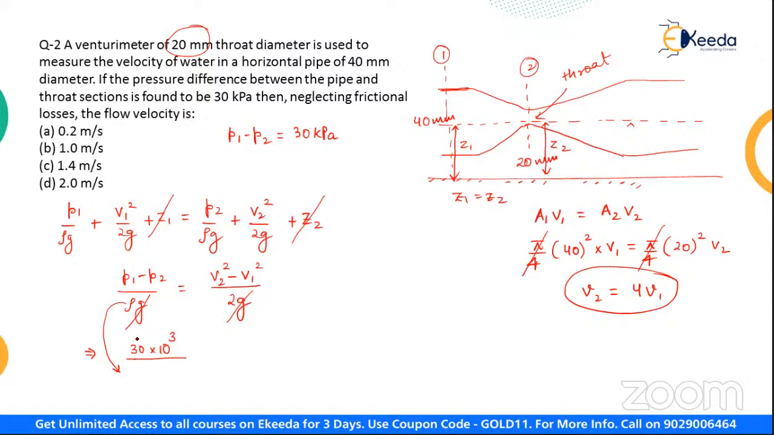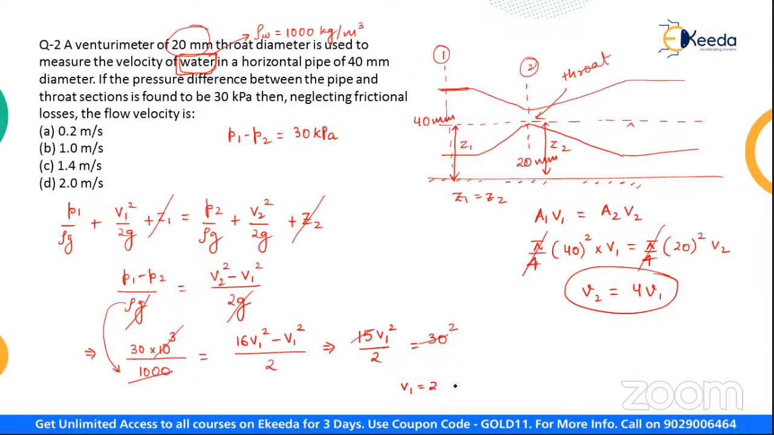Now this rho. Our question is saying that the liquid which is flowing through the venturimeter is water. So it is having a density of 1000 kg per cubic meter. So it will be 1000, that will be placed here. The value of V2 is 4 times V1, that will be 16 V1 square minus V1 square divided by 2. So it will be 15 V1 square divided by 2, and this 1000 will be cancelled out with this. This will be equal to 30. So from here it will be 15, it will be twice the value, and therefore V1 will be 2 meter per second. The flow velocity is 2 meter per second.